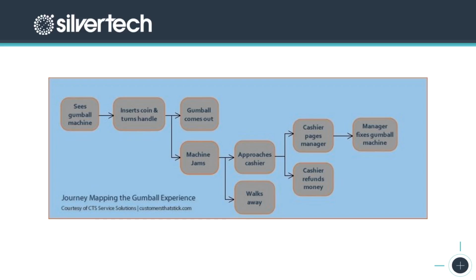Thoughts on the gumball? I love the gumball. I think this is a great example of something that's very, very simple that can become very, very complicated very quickly.